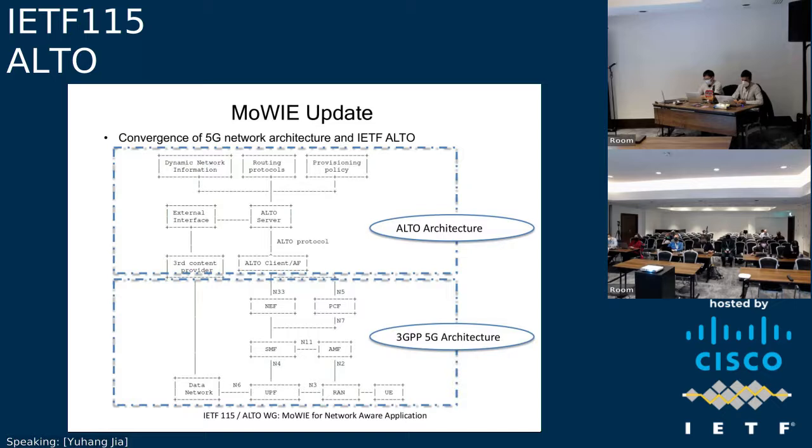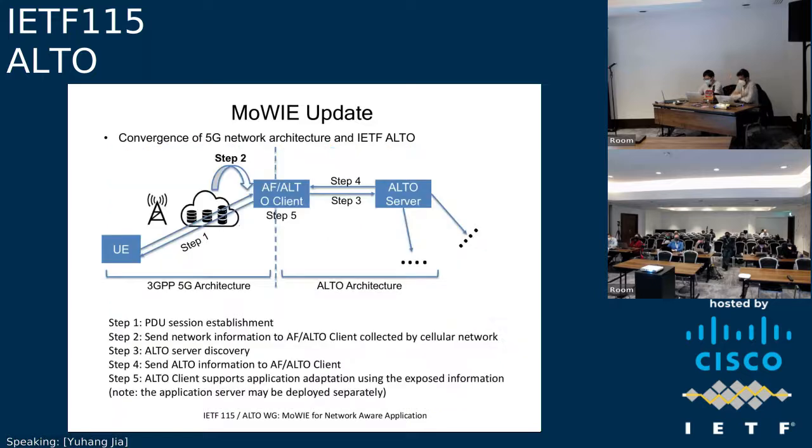The main point I would like to illustrate is that we give a framework of the convergence of 5G network architecture and IETF ALTO. The main point is that the ALTO client can act as the EF, or the functional model of the EF, through some implementations. So next slide please.